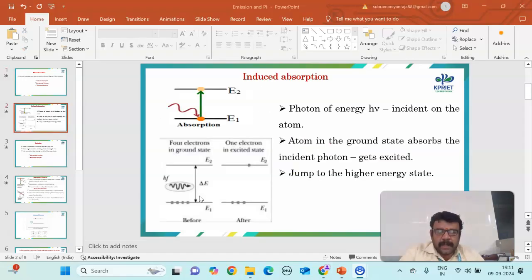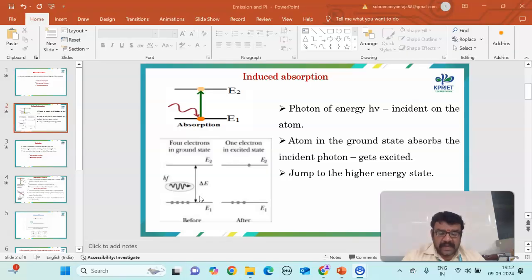So the first case is induced absorption. It deals with the absorption process. For example, in the figure, there are two energy levels. One is E1, which is the ground energy level, and the other one is E2, which is the upper energy level or excited energy level. When you see the figure, it is clearly evident there is some input which is given to the atoms which lie in the ground state.